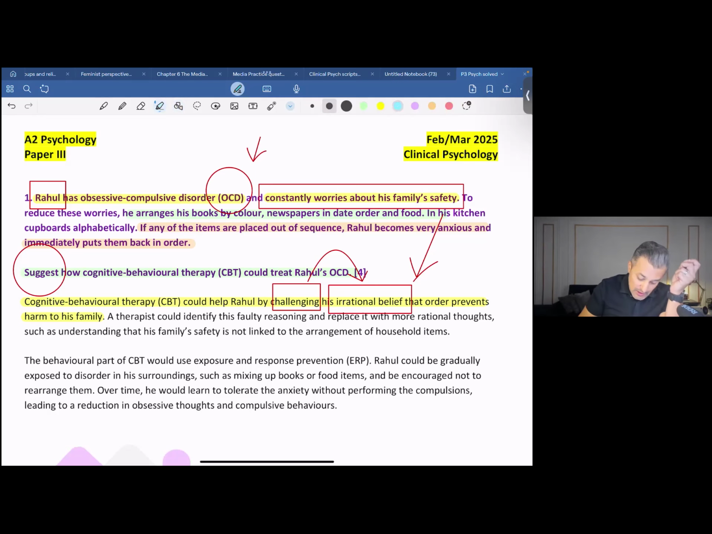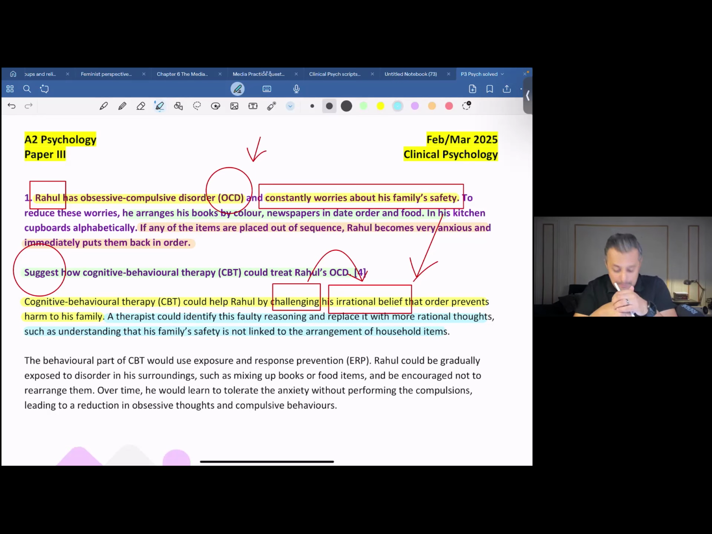One, a therapist could identify this faulty reasoning and replace it with more rational thoughts. So a therapist over here is expected to help Rahul identify his irrational thoughts and change them, or replace them, or rectify them into something that's more rational, something that makes more sense. So, a therapist could identify this faulty reasoning and replace it with more rational thoughts, such as understanding that his family safety is not linked to the arrangement of household items.